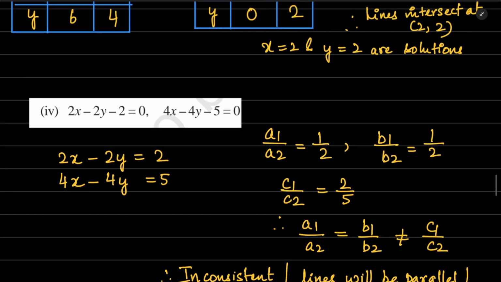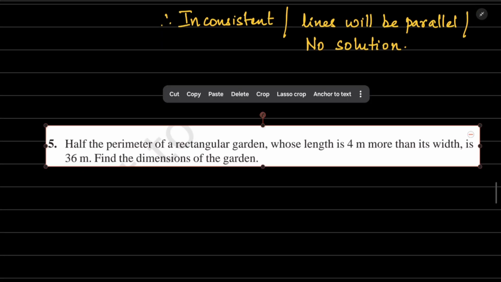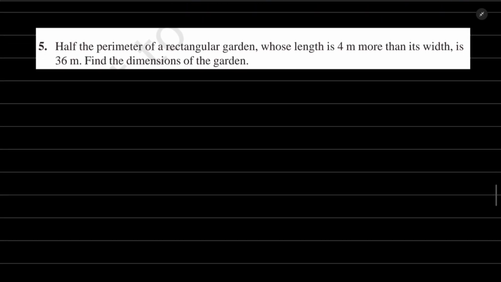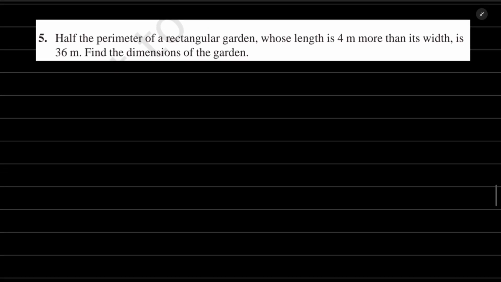Okay, now moving on to the fifth question. Half the perimeter of a rectangular garden whose length is 4 meters more than its width is 36 meters. Find the dimensions of the rectangle. So first of all, let me draw a rectangle.